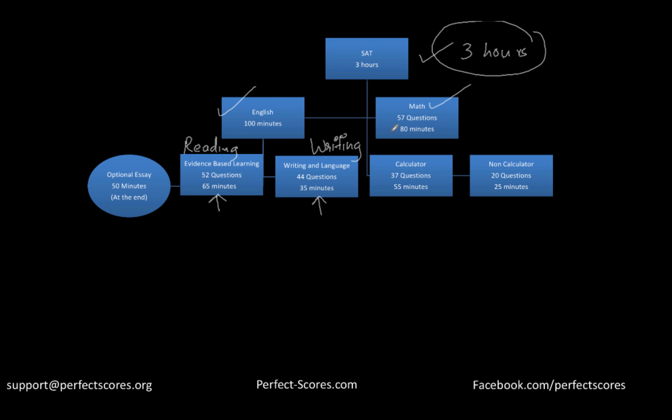Now, in math you have two types of sections: a calculator section and a non-calculator section. This is new to the SAT and was not there in the previous SAT. You would have to sit and solve 20 questions without a calculator. That's going to be a tricky part for most students, which is why in our new SAT course we're going to include some videos to improve your calculation, right? For the 20 questions you get 25 minutes, and for the 37 questions you get 55 minutes.